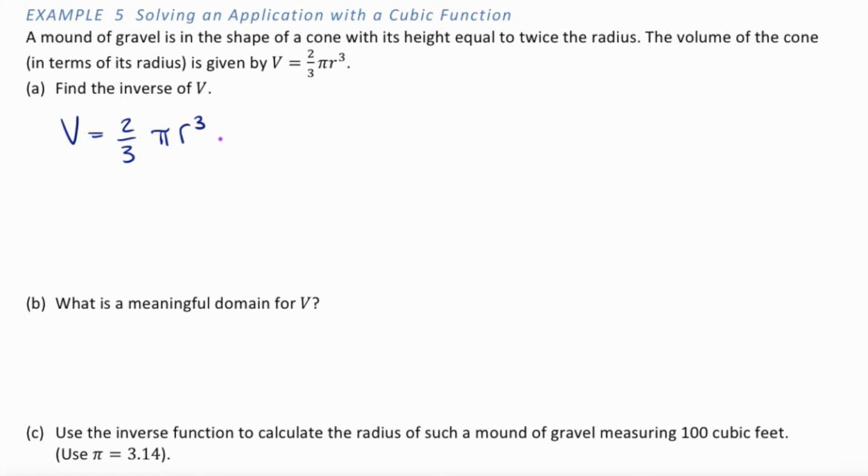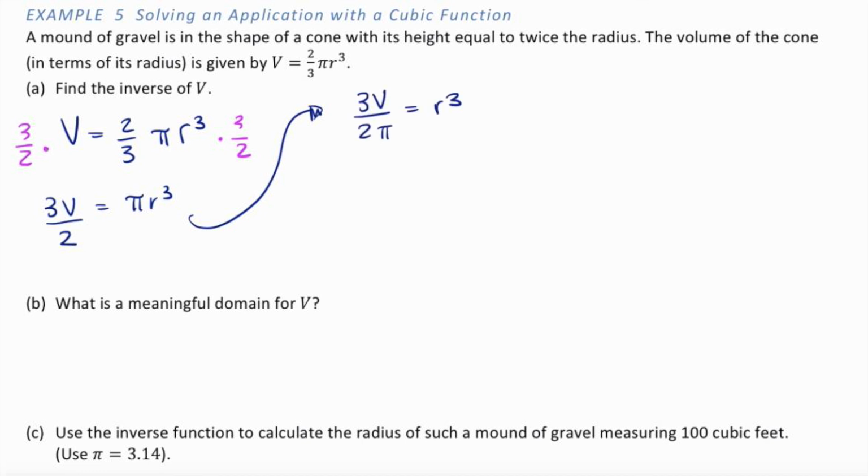So let's multiply both sides by the reciprocal of 2/3, which is 3/2. 2/3 times 3/2 is just 1. So on the right side, I'll end up with pi r cubed. And on the left-hand side, I'll end up with 3 times V divided by 2. Let's keep going. I need to divide both sides by pi now to get 3V over 2 pi equals r cubed. Dividing by pi is equivalent to multiplying by 1 over pi.